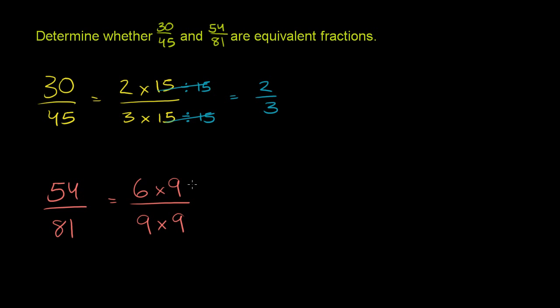You can divide the numerator and the denominator by 9. So we could divide both of them by 9. 9 divided by 9 is 1. 9 divided by 9 is 1. So we get this as being equal to 6 over 9.